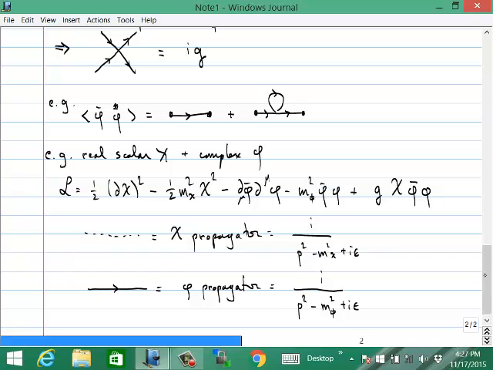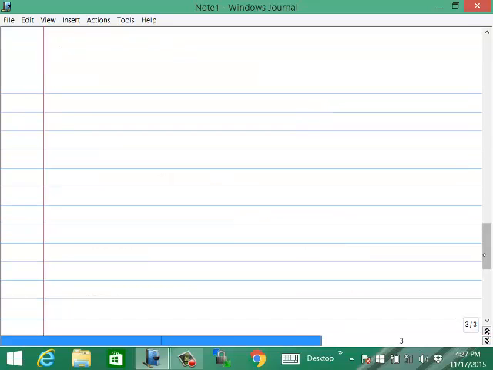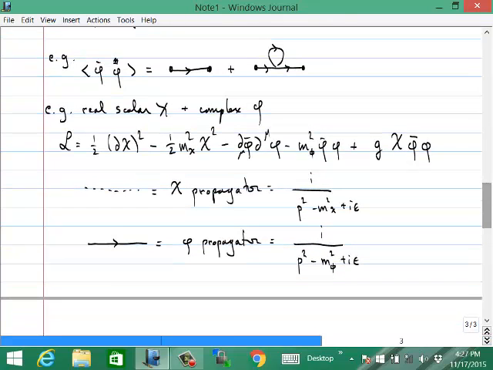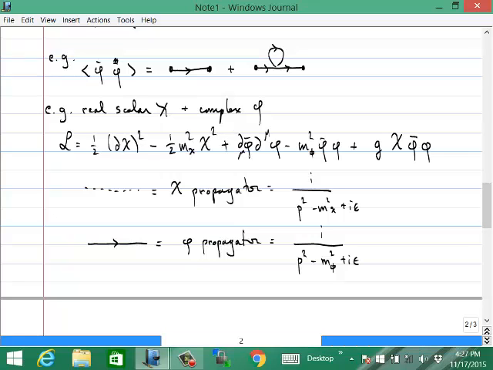Is the kinetic term for the complex field in the Lagrangian positive? Yes, sorry. Forgot about that. Thank you. Good. And then the interaction term.